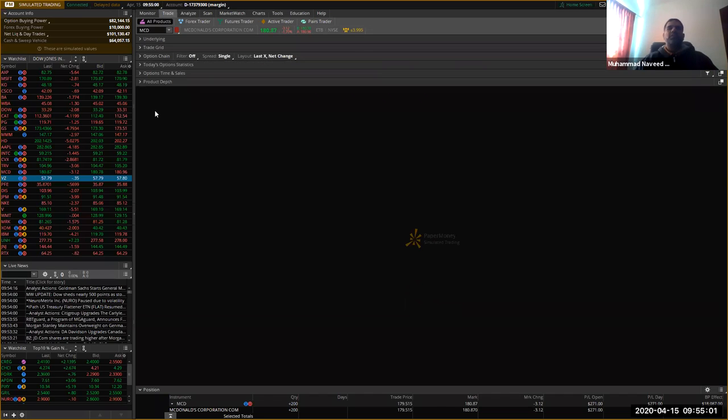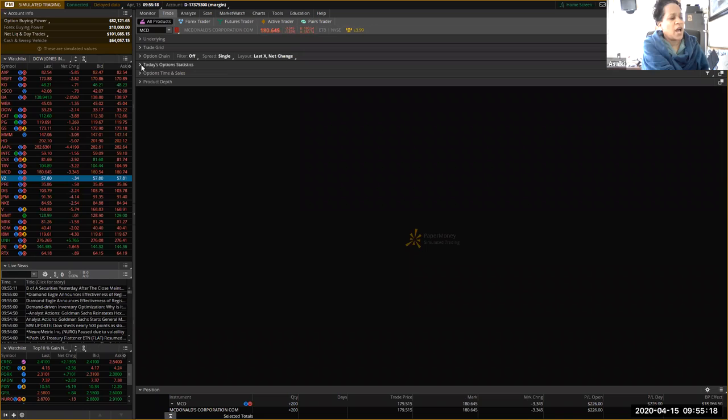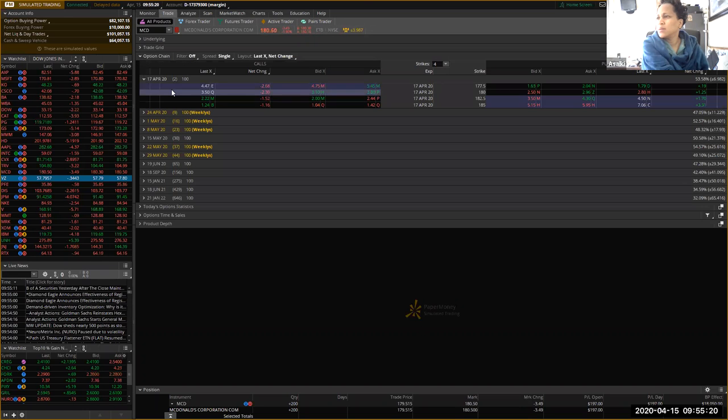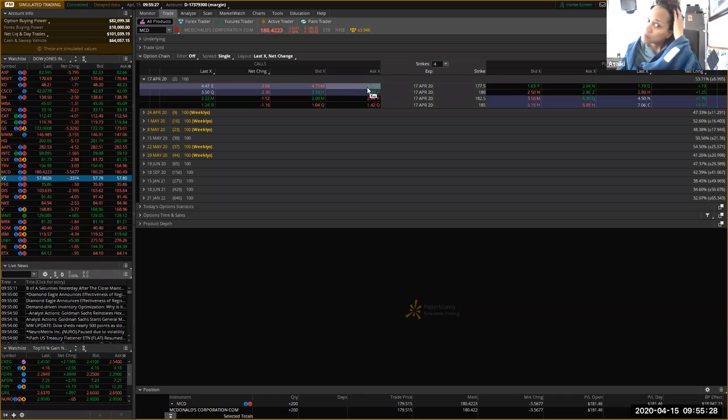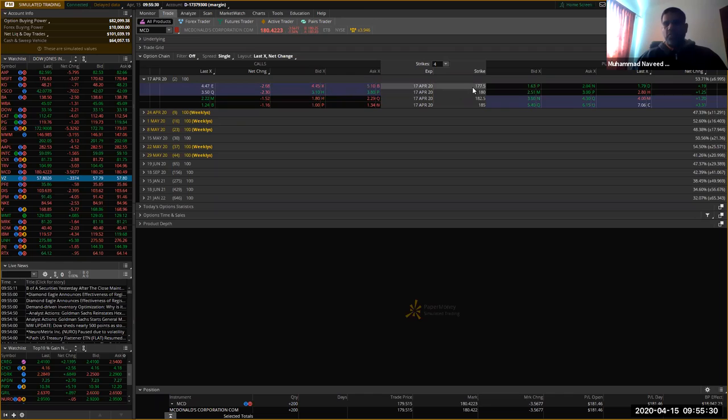Options is a derivative trading mechanism where you pay for the option to buy a stock in future at today's price or at a given price. To buy a stock in the future. So for example, look at this. This is for McDonald's. You can buy the stock for $177 anytime before 17th April.